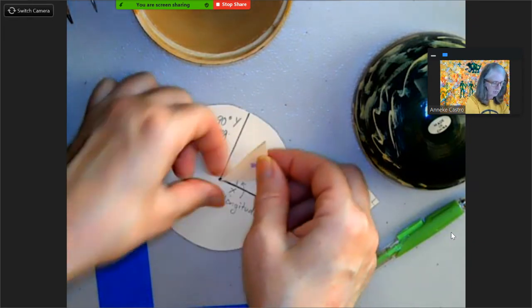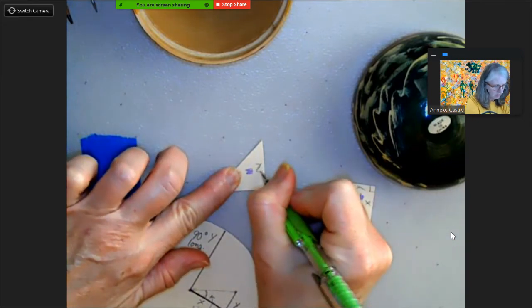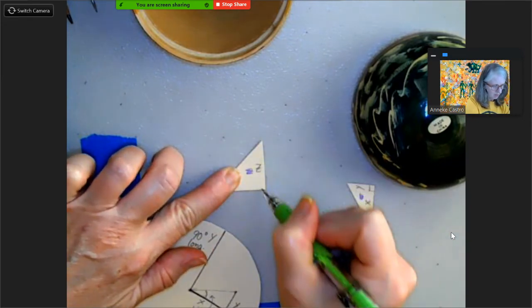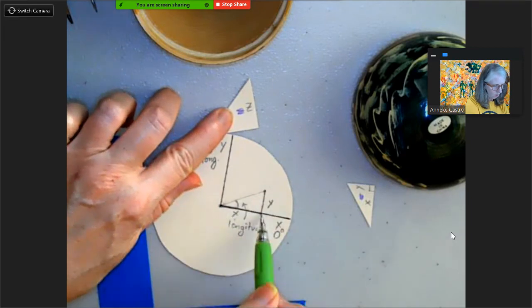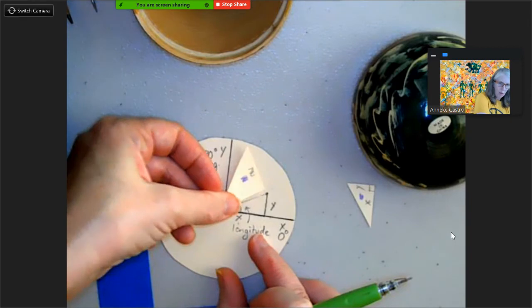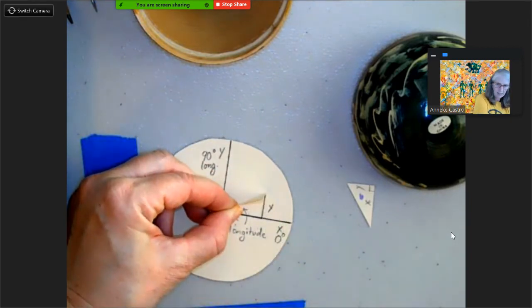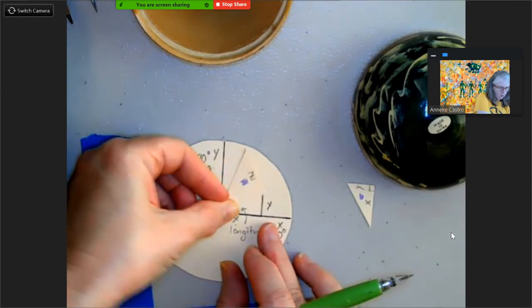Let me lay it down so you can see it. This edge is popping straight up. That is going to be my Z coordinate. So we have X, Y, and then popping straight up. I'm using this triangle to show how I'm popping straight up. Popping straight up, there is my Z. So look at that.